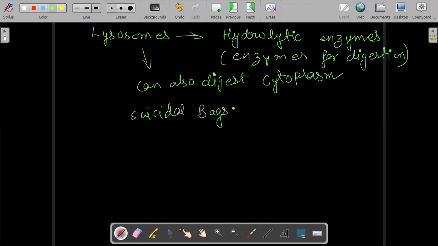Okay, so we stop our class here. In the next class, we'll continue again with cell only. First we'll continue the chapter cell, and then we'll try to start the chapter tissues. Got it? Your homework is to draw well-labeled diagrams of mitochondria and lysosomes, mitochondria and Golgi body, also nucleus. Draw a well-labeled diagram for nucleus also.